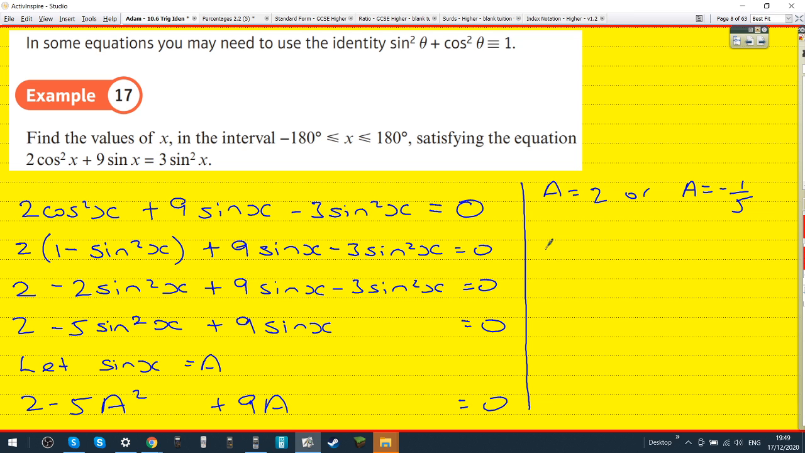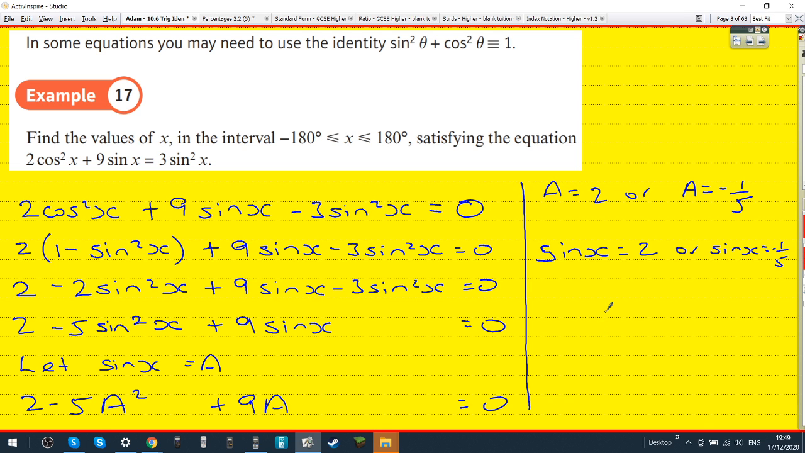And then you would... So A would equal 2 or A equals minus 1 over 5. And then you convert them back from A to sine. Yeah. So it'd be sine X equals 2 or sine X equals minus 1 over 5. Try solving that first one.